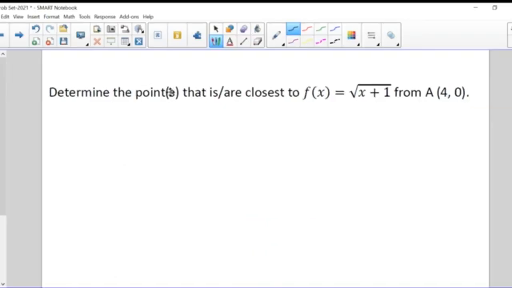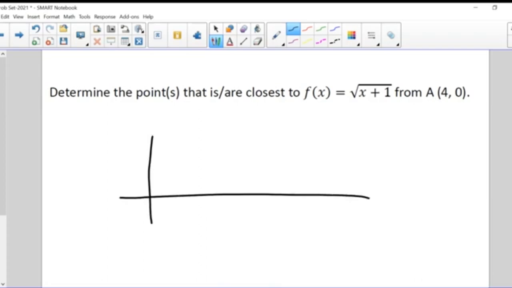Determine the point or points that is or are closest to f of x equals the square root of x plus 1 from the point A, which is at (4, 0). Let's draw a little diagram of that. All right.